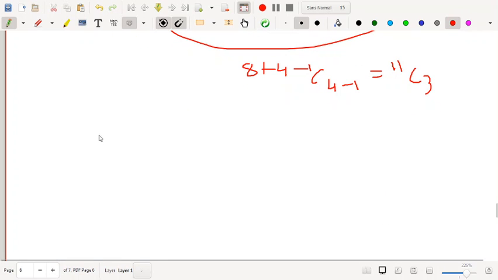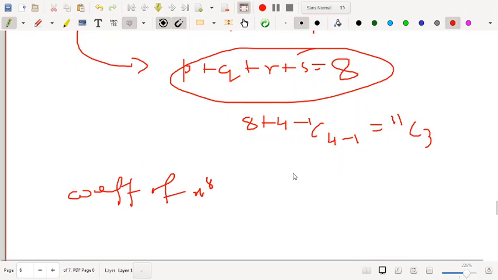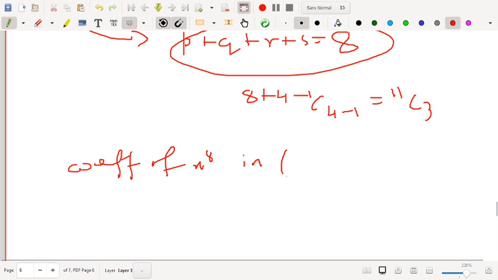Or you can do it like that. How? The coefficient of x to the power 8, because your n is 8, in the expansion of 4 variables, so you have to take power 4.